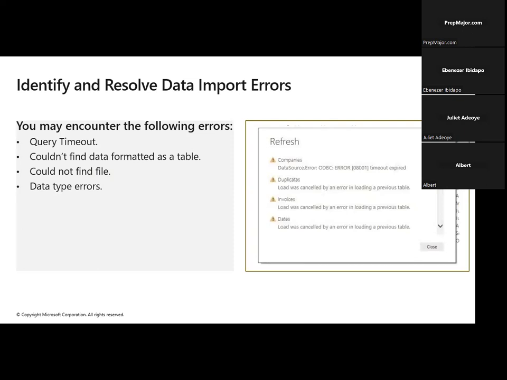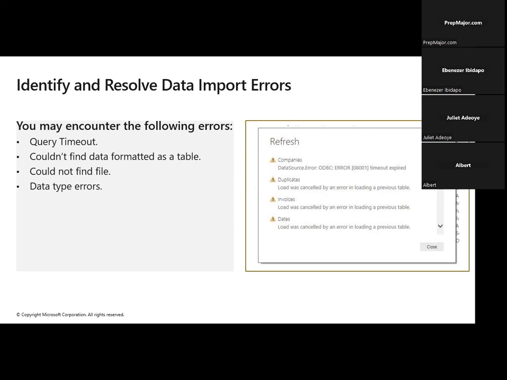Okay? Couldn't find data. Power BI expects to find data formatted as a table from Excel. It's possible they've lost connection. It's possible they moved the worksheet to another place or moved the record to another place. Those could be the causes. They could not find your file. Probably it's been moved or deleted, caused by the file's location moving or the permission of the file changing.